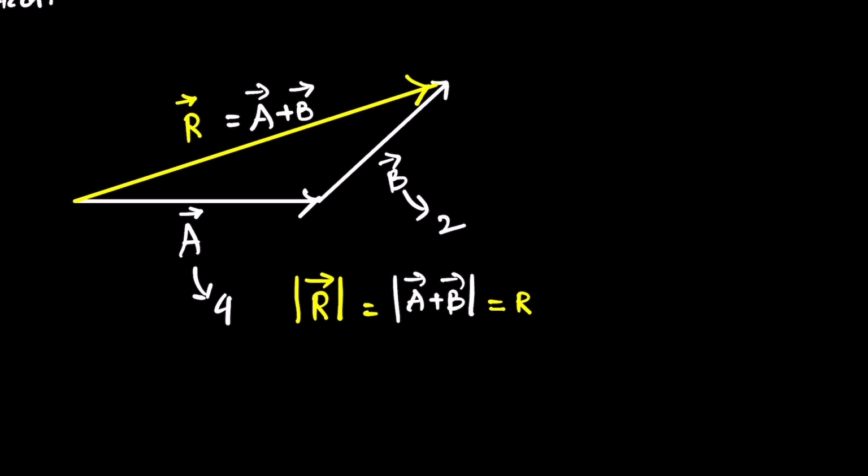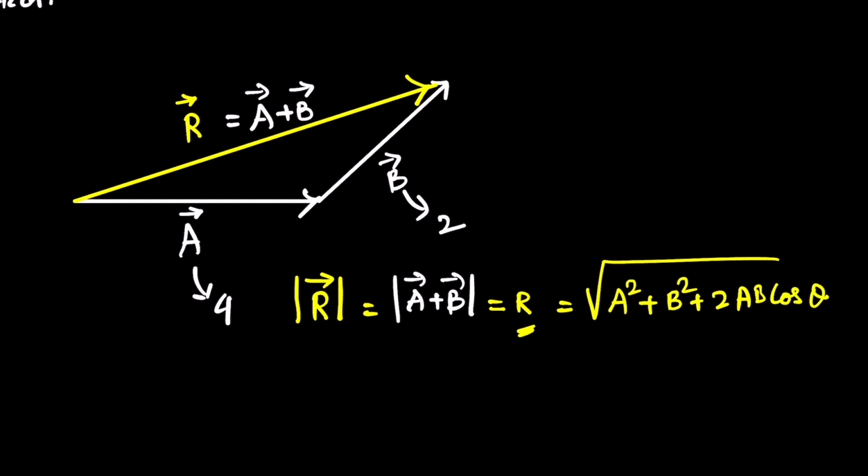Problems come later; concept comes first. So the modulus of R vector is given by the formula: the root over A squared plus B squared plus twice AB cos of the angle between the A vector and the B vector.